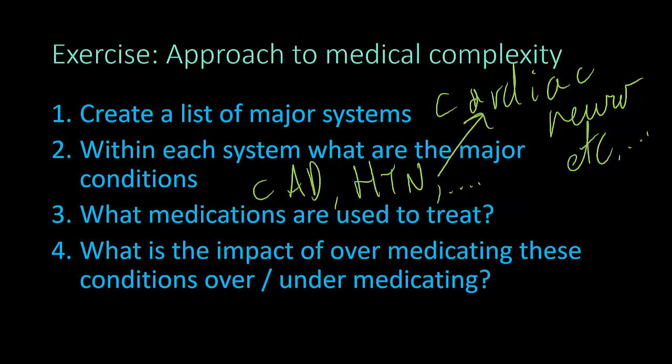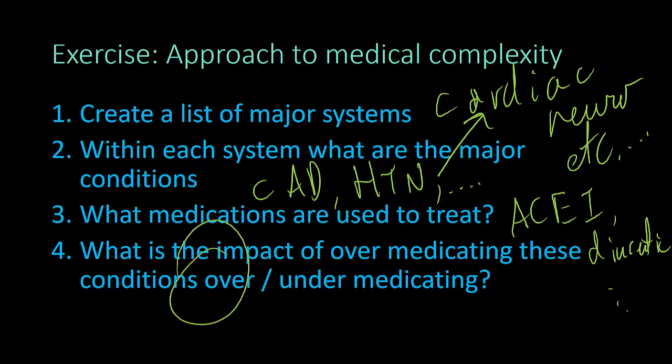Next, within each of these categories, I'd like you to think of the major medications that are used to treat these conditions. Things like ACE inhibitors, diuretics, and whatnot. And lastly, I'd like you to think of what would happen if a patient with these conditions either took too much medication or took too little medication, and what type of symptoms the patients might have. Now, to ensure you're actually doing this exercise, I'm going to take a little bit of a break and draw silly pictures.